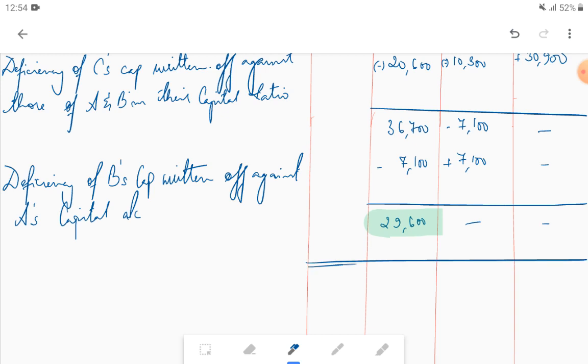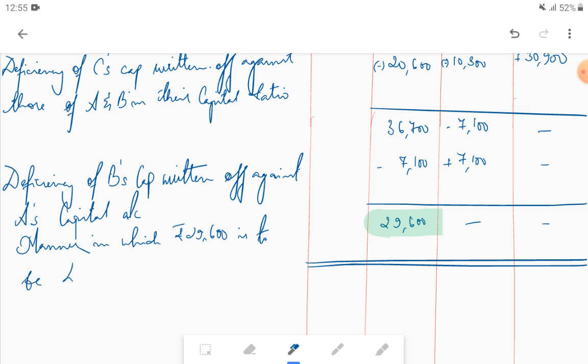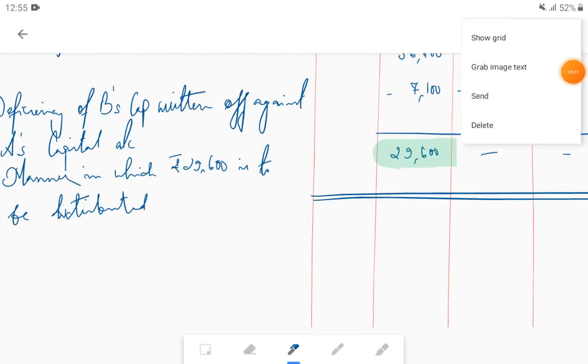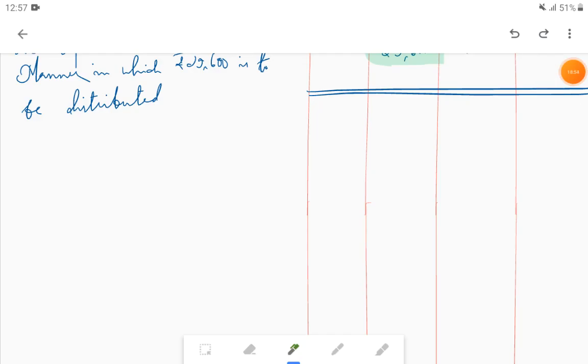This will be the manner in which rupees 29,600 is to be distributed. The partner who is going to be receiving the first realization amount of 29,600 is partner A. Right, so we've distributed the first amount.